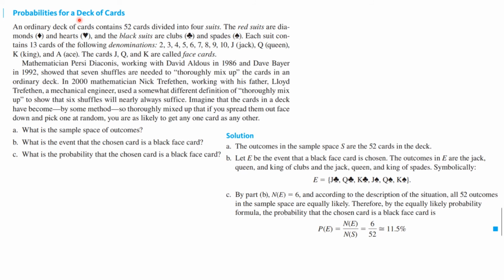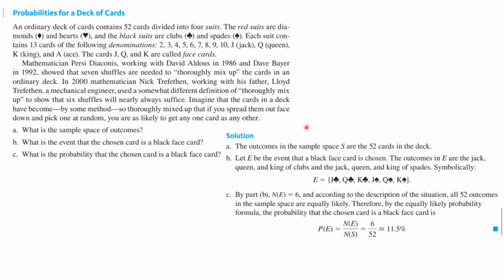So let's talk about probabilities for a deck of cards. An ordinary deck of cards contains 52 cards divided into 4 suits. The red suits are called diamonds and hearts, and the black suits are called clubs and spades. Each suit contains 13 cards of the following denominations. We have a 2, 3, 4, 5, 6, 7, 8, 9, 10, Jack, Queen, King, and an Ace. In some games, an Ace is 1, in some games, an Ace is something else. The cards J, Q, and K are called face cards because they usually have pictures on them.